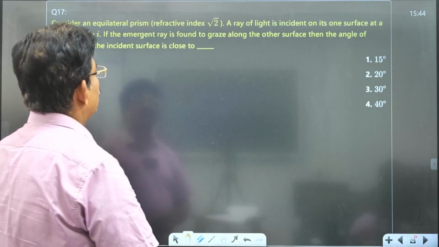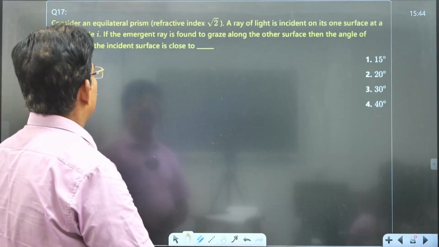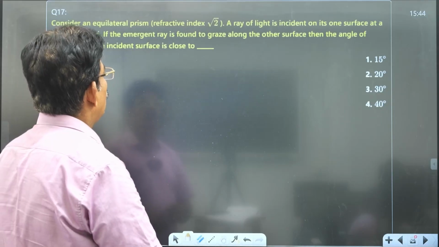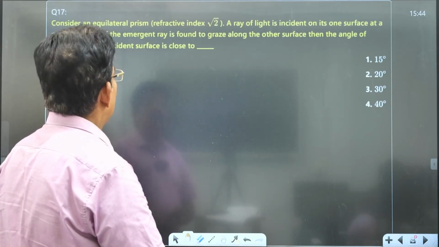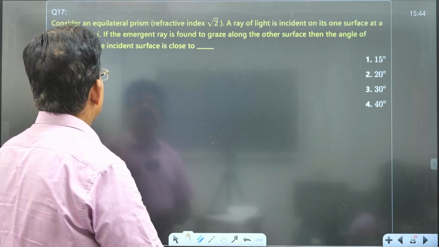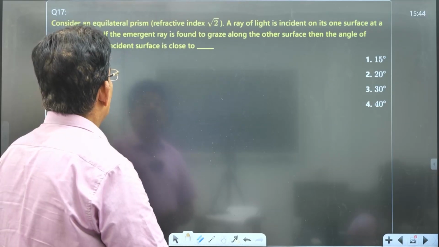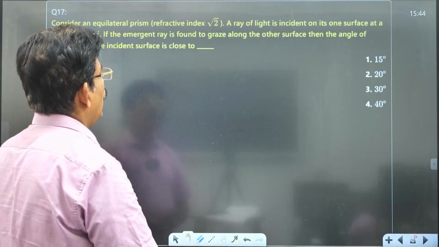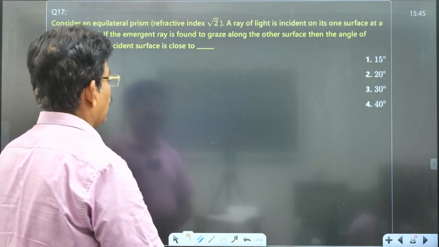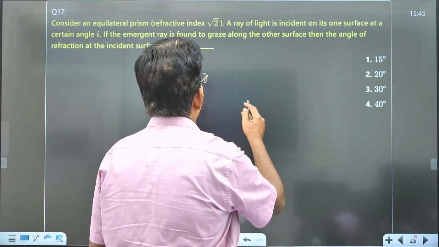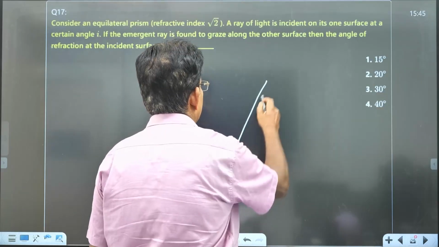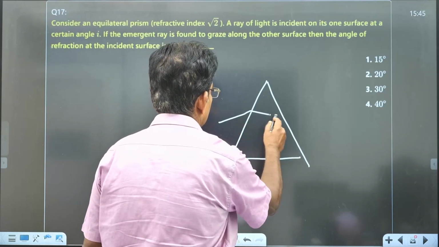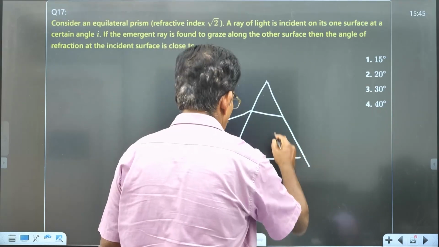An equilateral prism of refractive index √2. A ray of light is incident on one of its surfaces at angle I, and the emergent ray is found to graze along the surface. Then the angle of refraction of the incident ray is close to what? So this prism of refractive index √2, a ray is incident on one of the surfaces at a certain angle I, and it is going grazing from the second surface. Yes, it is incident here. Then it goes like that.